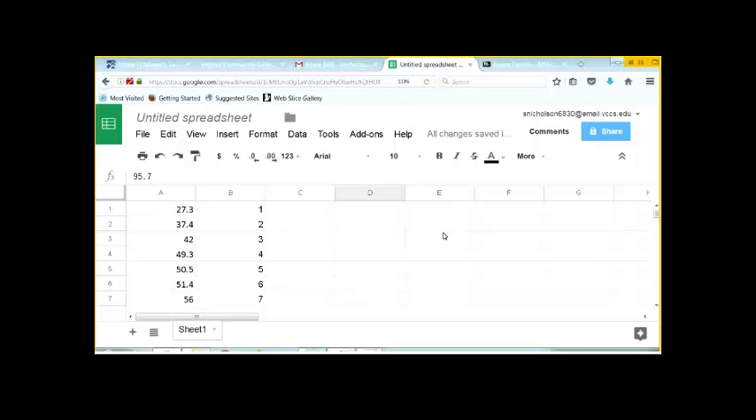Okay. The last thing we're going to do here is a histogram. So to do a histogram, we're going to have to figure out how we're going to break this up into classes. So if we look at the data, we go from 27 to 100 and where did it go here?